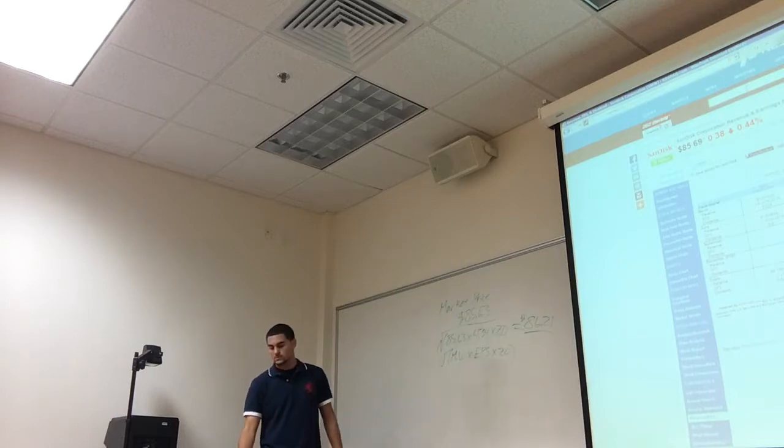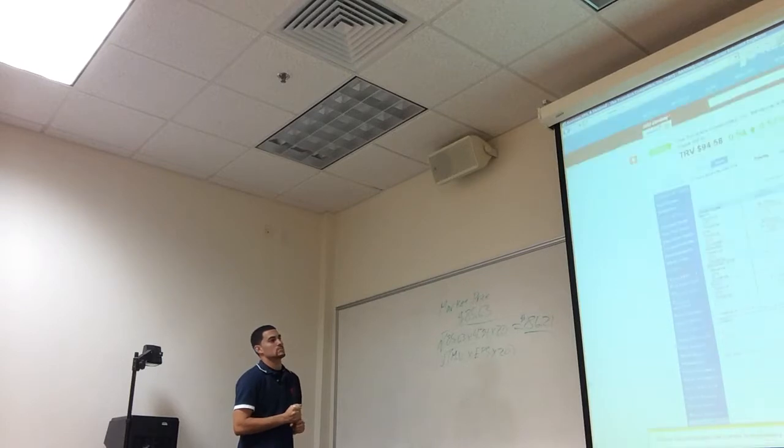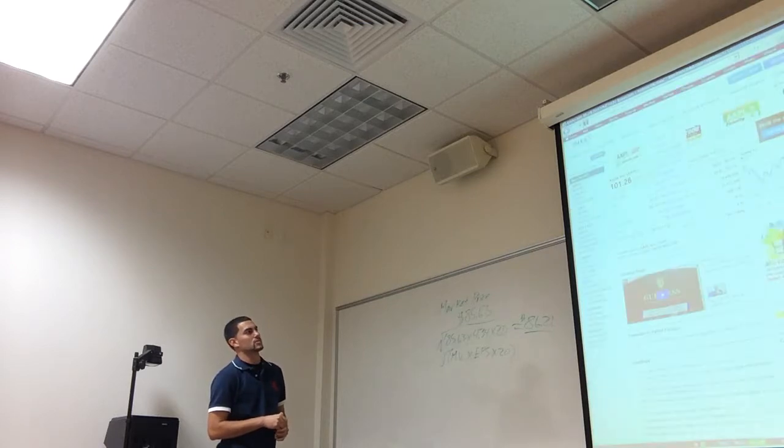Yeah, let's try another one. Let's do another one, dude. I'll do Travelers, because I'll show you another example of that. So the price is 94. Go to Yahoo real fast. Yeah, track Travelers on Yahoo.